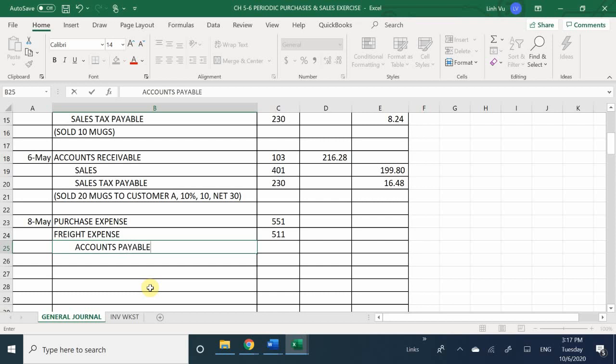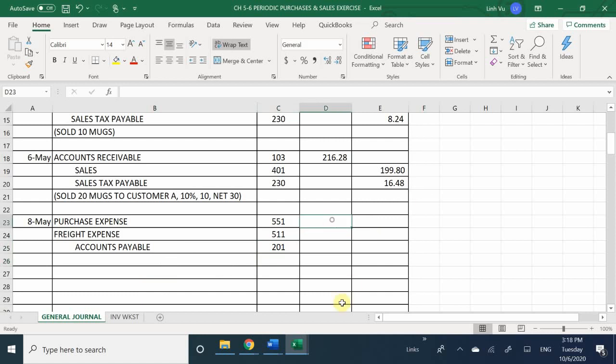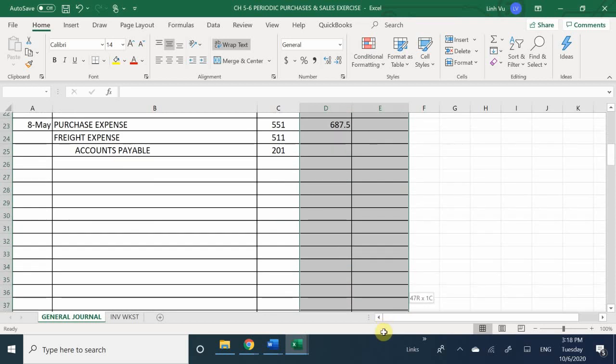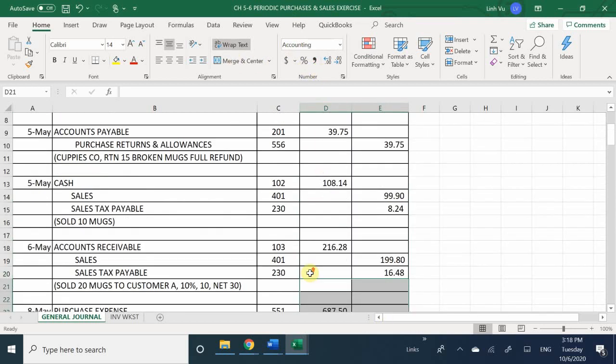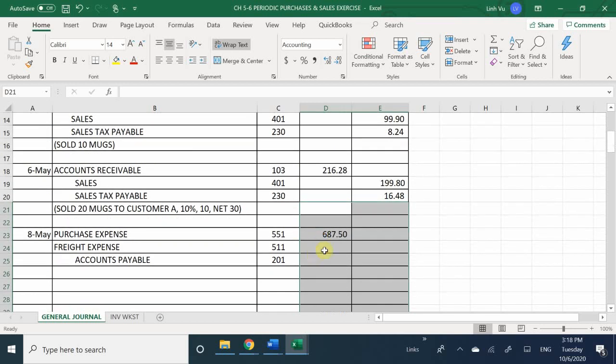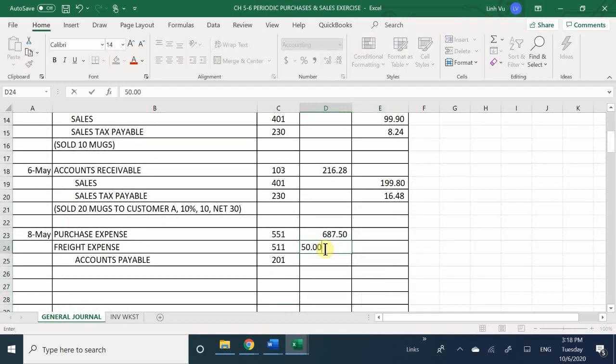Okay. So the purchase expense for those is $687.50. And then the freight is $50, making the total cost $737.50. Okay.